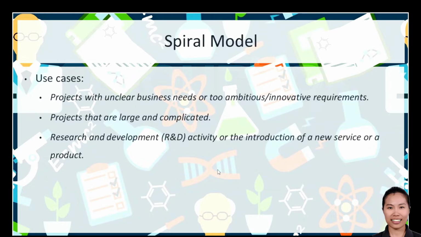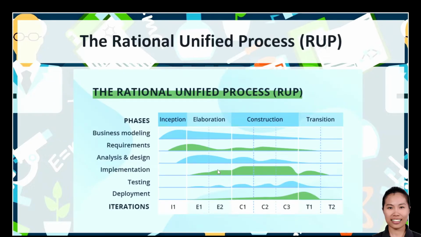So this model is usually used pag sa projects with unclear business needs or too ambitious or innovative requirements, parang masyadong maraming hinihingi na features. So you can apply spiral model. Projects that are large and complicated, and then R&D activity or the introduction of a new service or a product. Okay? Parang under research and development pa. So you may use spiral model.